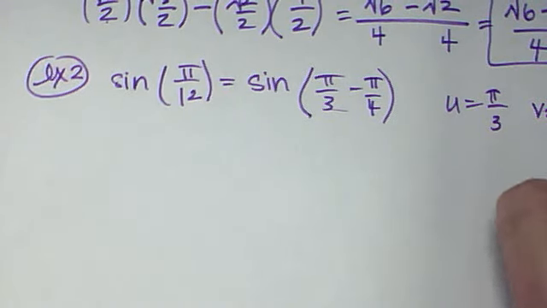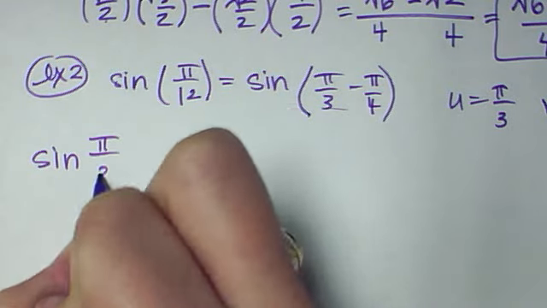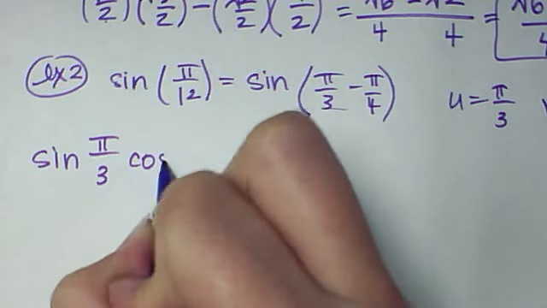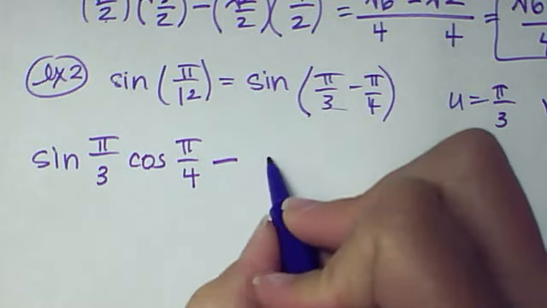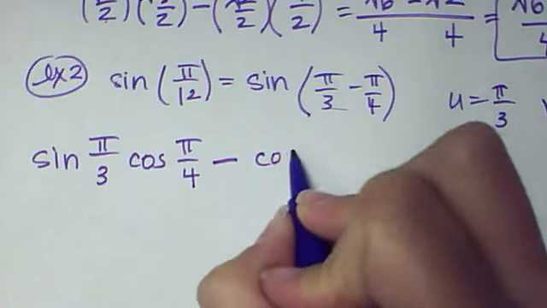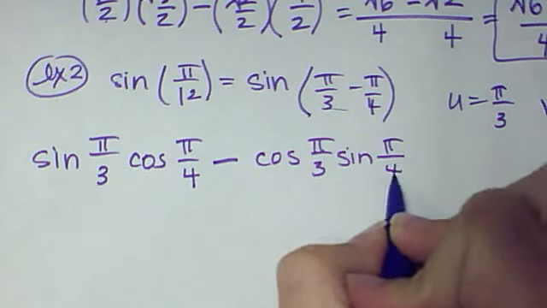and so I'm going to do the sine, I'm just plugging it in, sine of u, sine of pi over 3, times the cosine of v, pi over 4. Sine stays the same, so it's minus the cosine of pi over 3 times the sine of pi over 4.